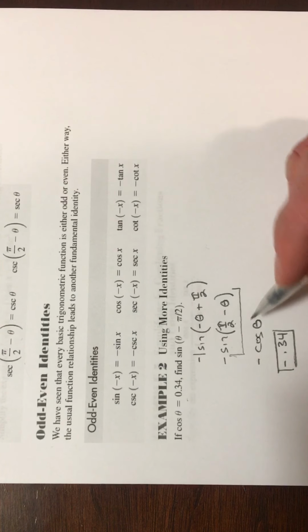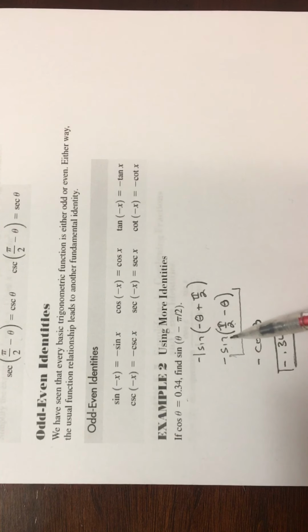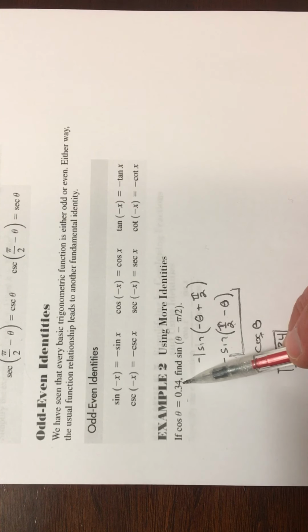I didn't show you that last part, but we saw from the cofunctions that this whole thing is just cosine of theta, kept the negative sign, and cosine of theta was given to us here. So that's why this answer becomes a negative 0.34.